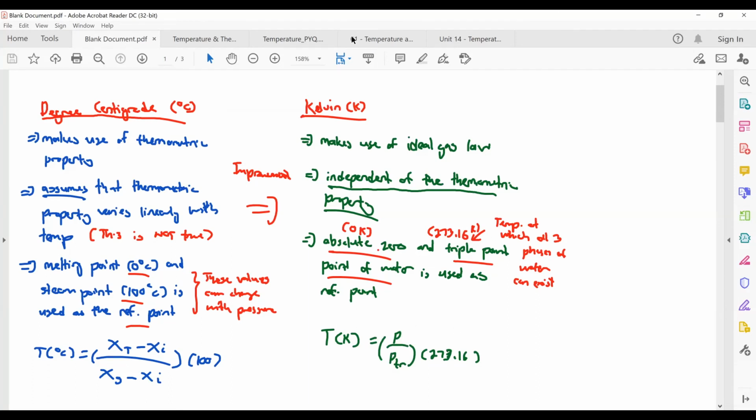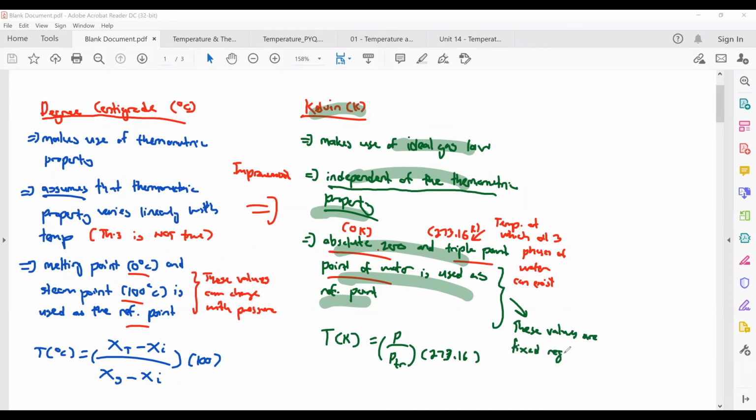All right. So the main thing you just need to know about what's so good about Kelvin is that it makes use of ideal gas law, is independent of thermometric property, and that its reference points are different from your degree centigrade scale. And these two are better than this, simply because these two points are good because these values are fixed regardless of pressure.